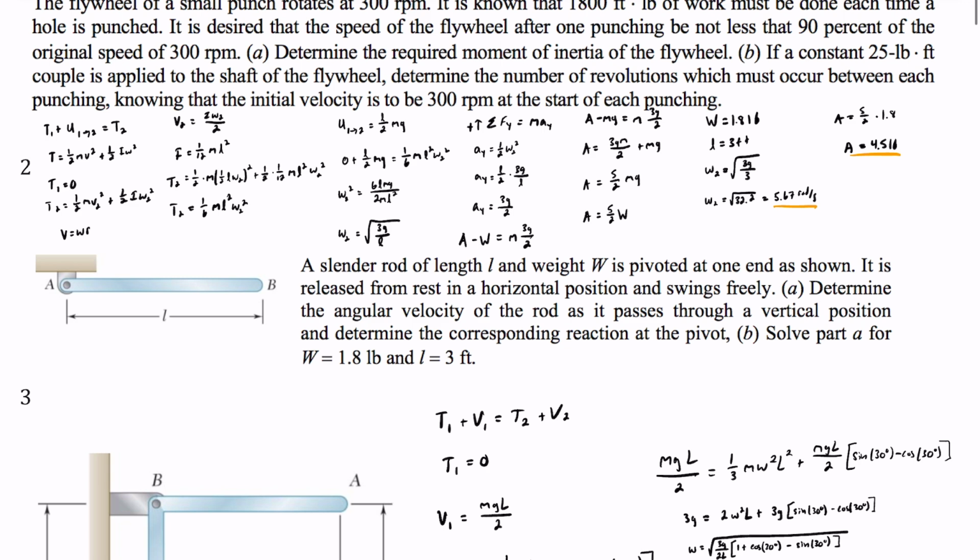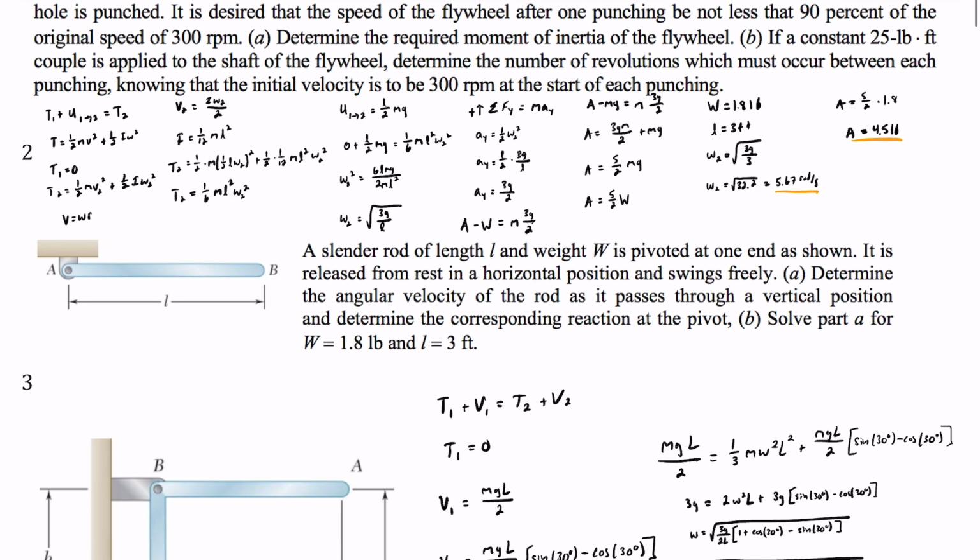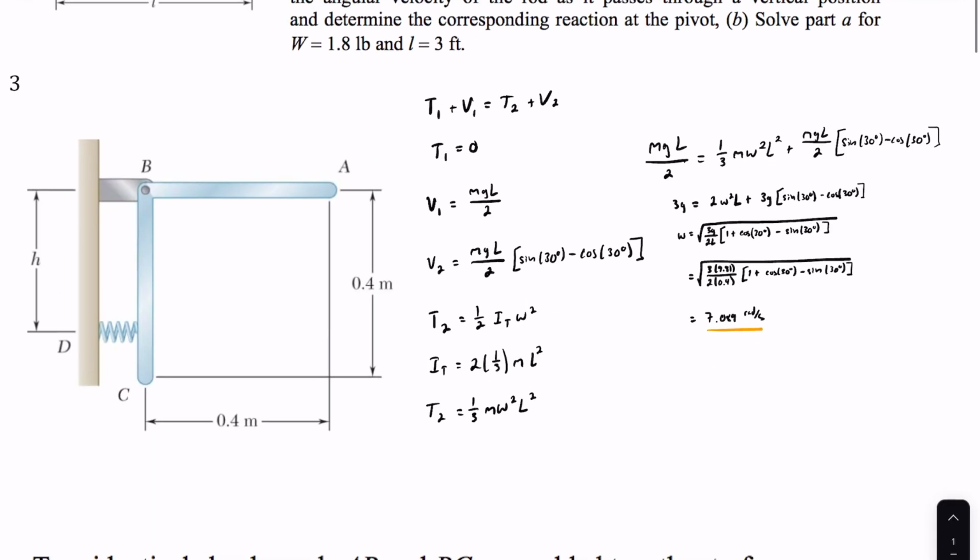U1 to 2 equals mg times L over 2, and then you set those equations equal to each other, or you plug them into the energy equation, and you get 0 plus L over 2 mg equals 1/6 m L squared omega 2 squared. Then you get omega 2 squared equals 6 L mg divided by 2 m L squared, and then you get omega 2 equals that.